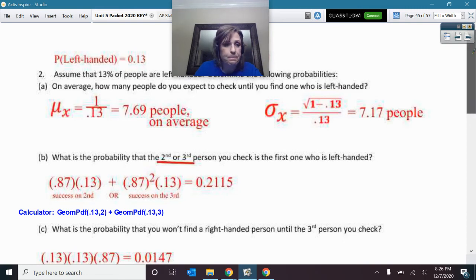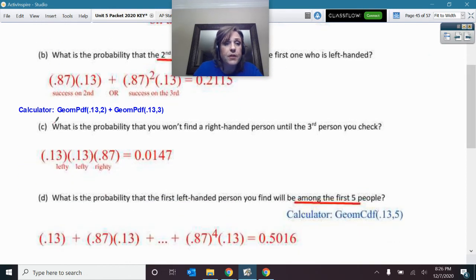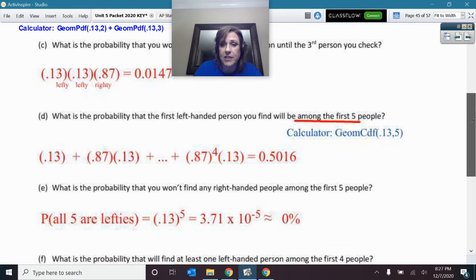Okay, so there's mathematically how you would have come up with that 0.211 if you chose to use a shortcut on the calculator. Here, what's the probability you won't find that right-handed person until the third? So two lefties and then the righty. Oh, that's the right-handed person. Okay, so make sure that you are putting the correct handedness in the correct place.